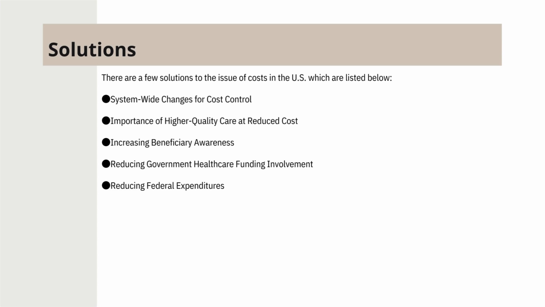Reducing government healthcare funding involvement. To keep the services available, there needs to be less involvement regarding government healthcare funding, which also limits federal spending. Options for Medicare include raising the age of eligibility, raising premiums, or boosting taxes on benefits. All of these actions would lower the amount of financial aid given to beneficiaries with higher incomes and reduce federal expenditures.